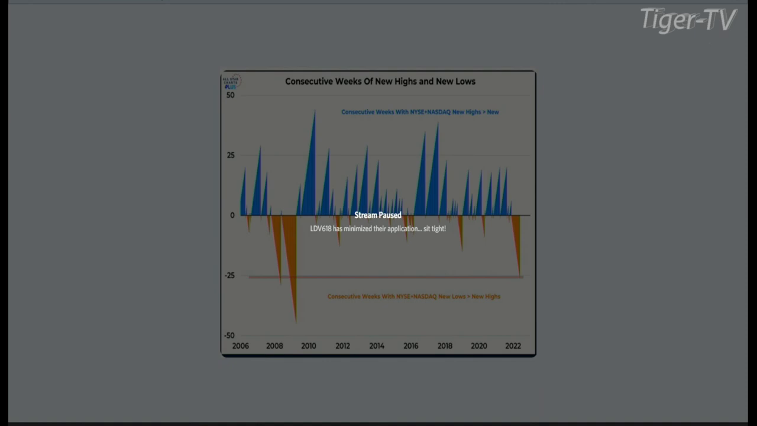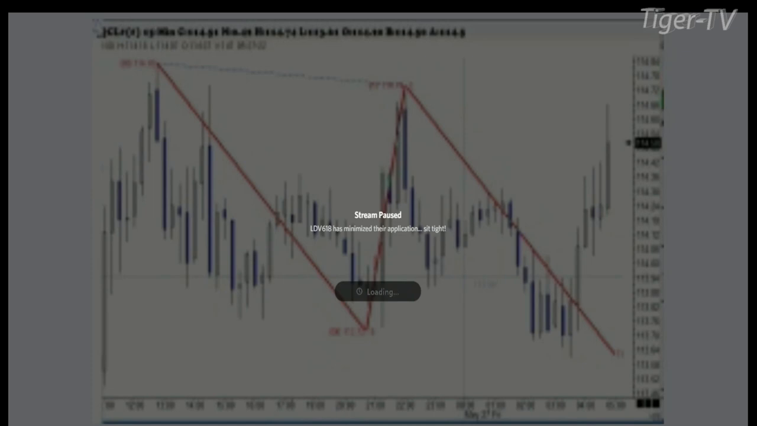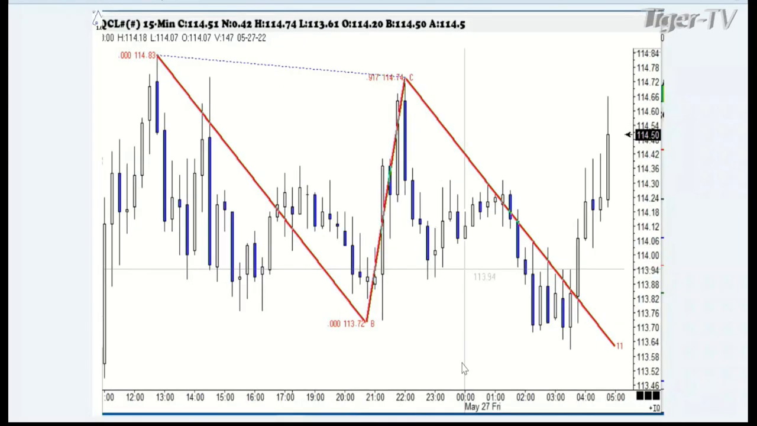Okay, now I wanted to go through this chart that I talked about a little bit earlier in the crude oil, because this is how I look for trades, folks. I try to post them best I can. Sometimes I can't because they happen so quickly. This happens to be a 15-minute chart here in the crude oil.